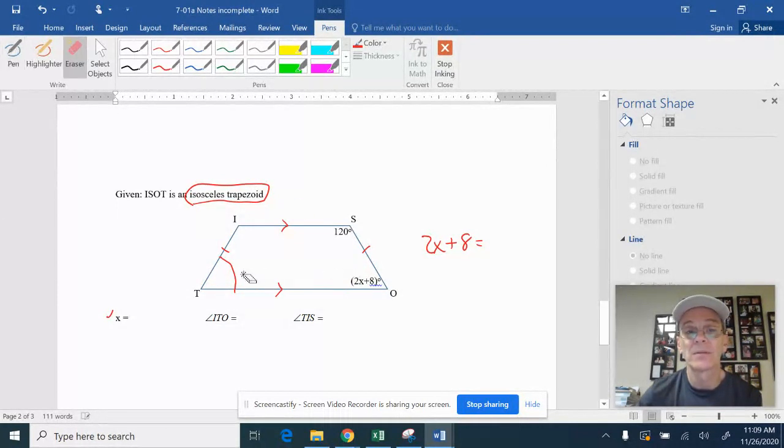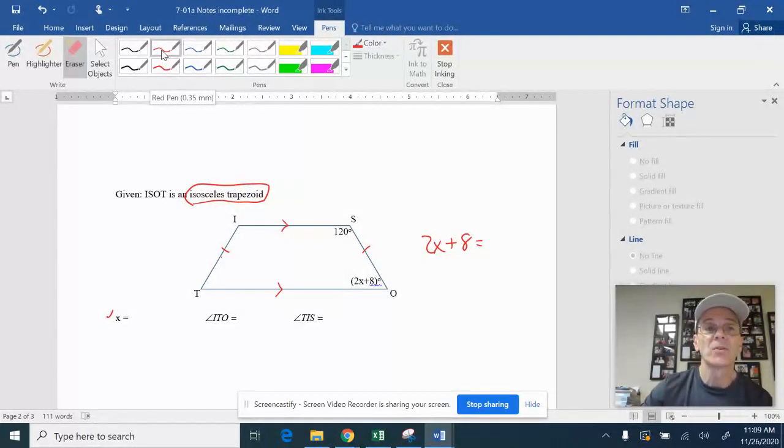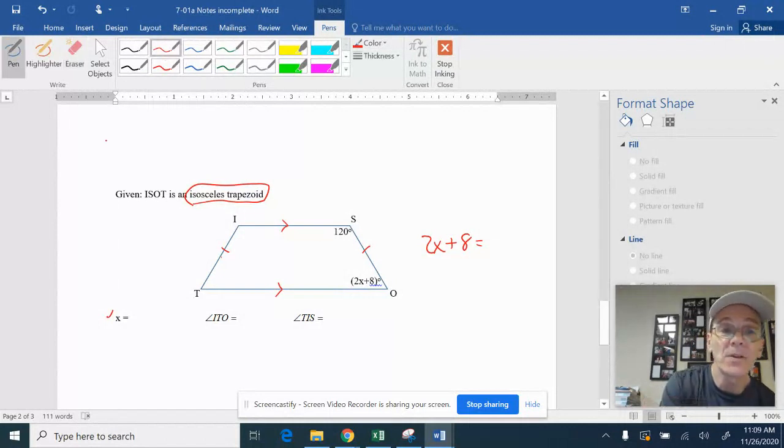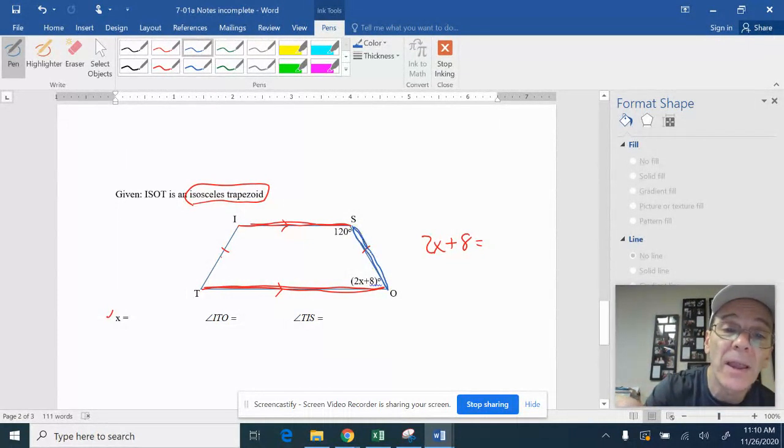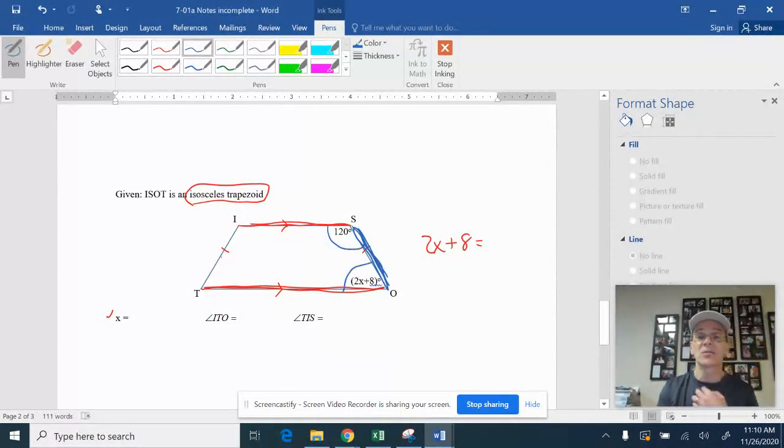So what do we do? Well, again, this is an isosceles trapezoid. Two of its sides must be parallel. And if we have two parallel sides, and those parallel sides are being crossed or connected by a transversal, then any two angles formed by those parallel sides and the transversal must either be congruent to each other or supplementary to each other.